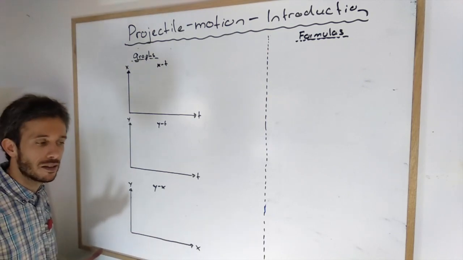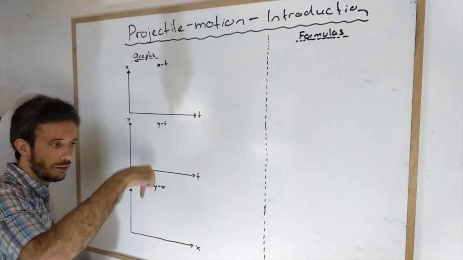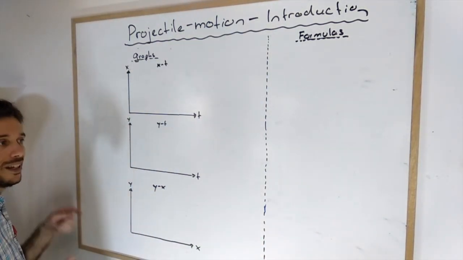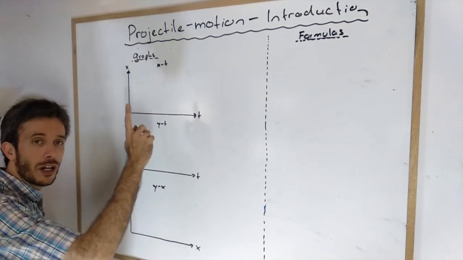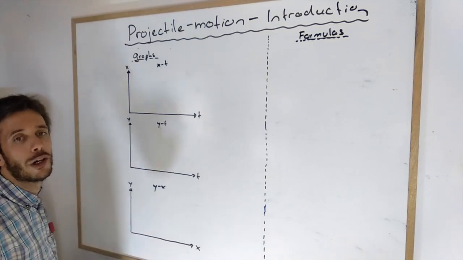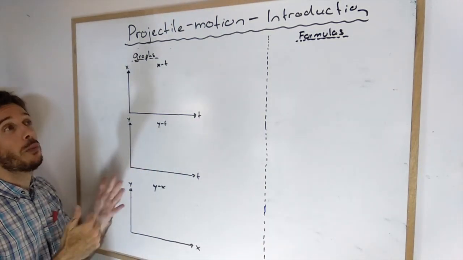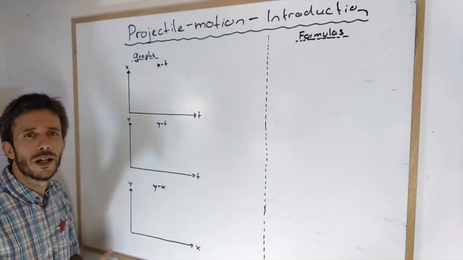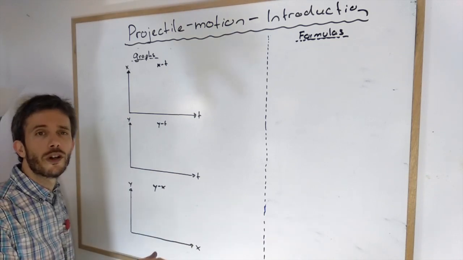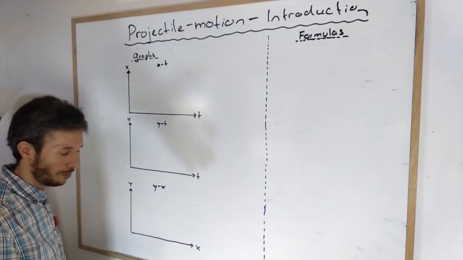The easiest example is if I throw something in a gravitational field. Gravity goes down. If I throw it like this, I'm moving in X and Y direction. However, gravity is only acting in Y direction, therefore I only have an acceleration downwards in Y direction. Another possible case could be shooting an electron into an electric field that is uniform and only goes in one direction, then also this could be a form of projectile motion.